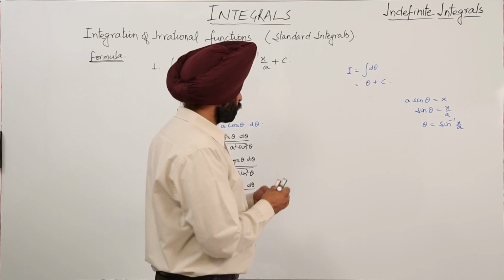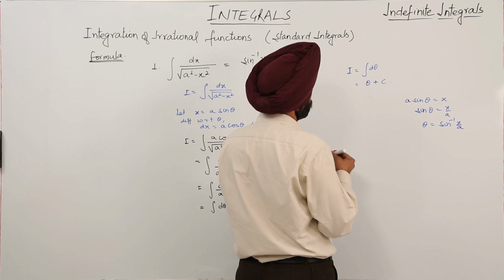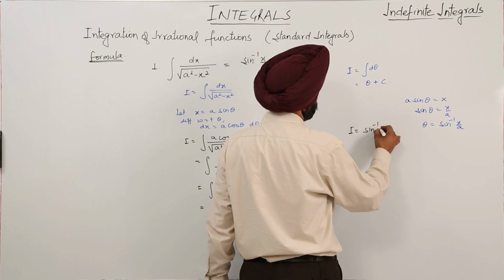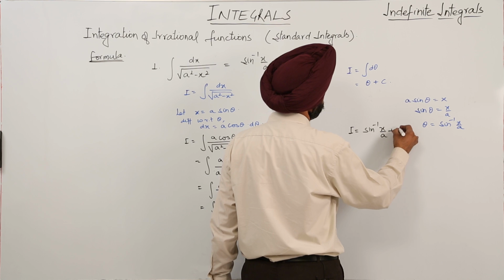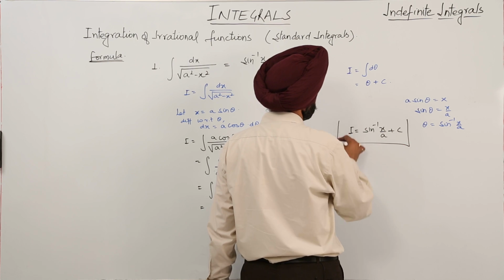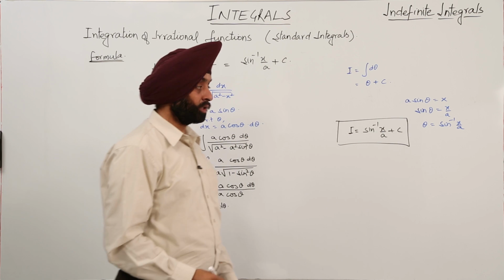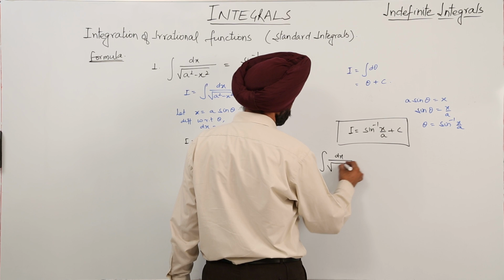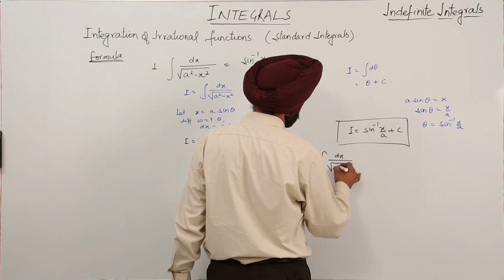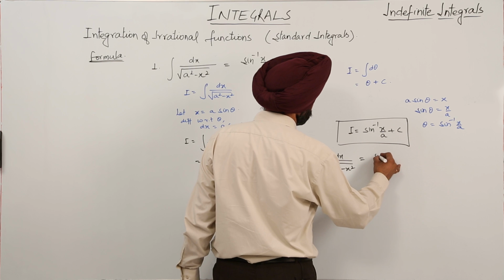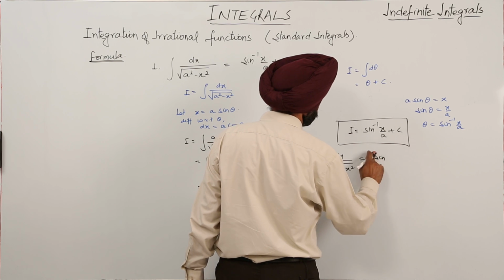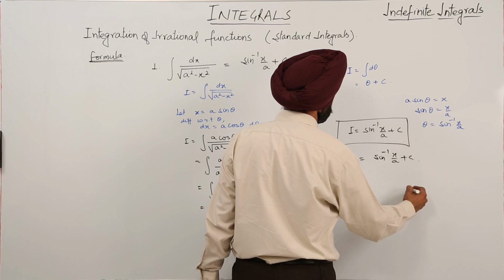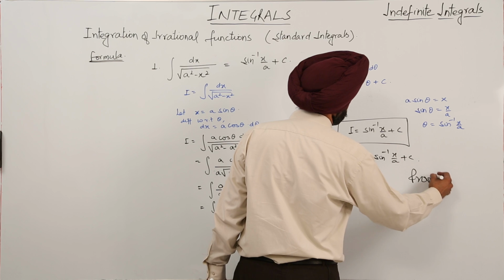So, putting this in the question, we are getting sin inverse x upon a plus c, and this is the required result. Okay. So, now we can write it, integration of dx upon under the root, that is a square minus x square, is equal to sin inverse x upon a plus c. Proved.